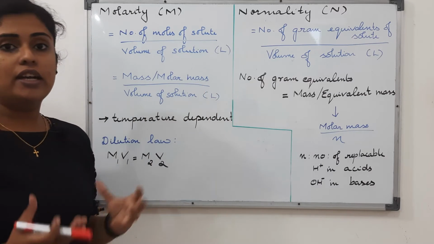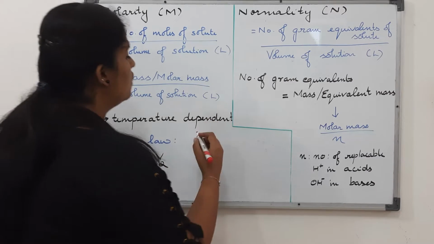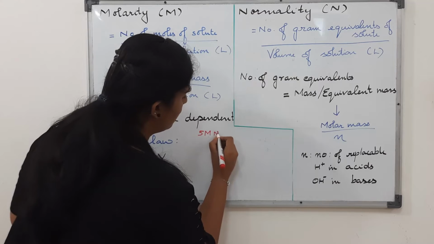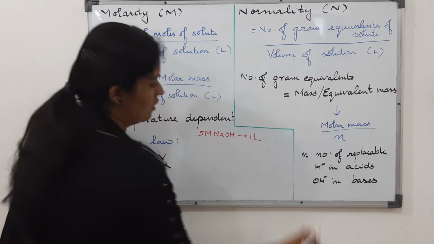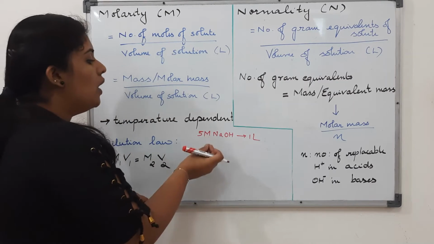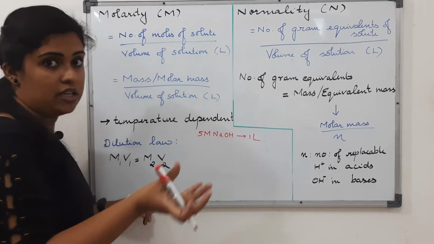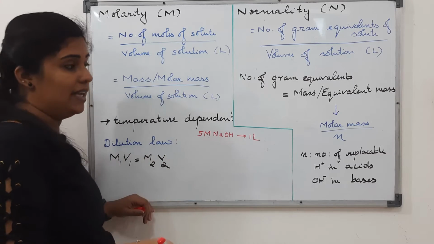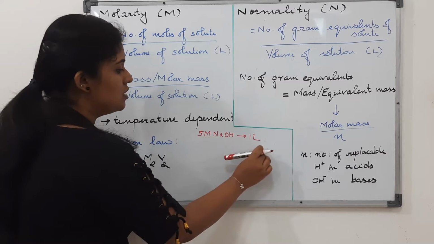So how do you prepare solutions if the molarity is given? For example, let's say you are asked to prepare 5 molar NaOH solution. If we are asked to prepare a 5 molar NaOH solution of 1 liter, it means you don't know how much of NaOH is to be taken. NaOH is in pellet form, solid pellets. So you don't know how many of those pellets, or what quantity of NaOH, is to be taken for preparing the solution.